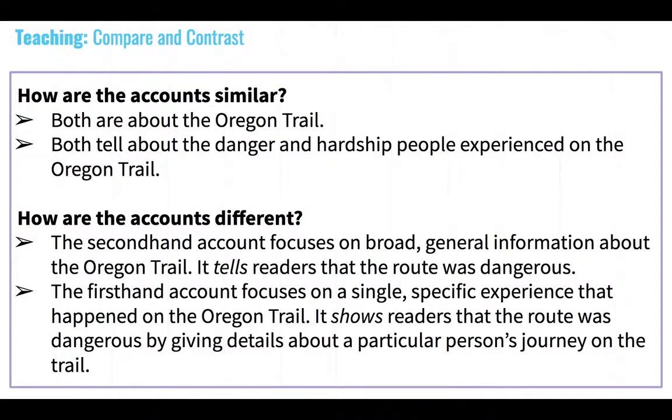So these accounts are similar because they both talk about the Oregon Trail and both tell about the danger and hardship that people experienced on the Oregon Trail. They're different though because the second-hand account focuses on broad general information and tells the reader that the route was dangerous, while the first-hand account focuses on a single specific experience that happened on the Oregon Trail, and it shows the readers that the route was dangerous by giving details about a particular person's journey on the trail.